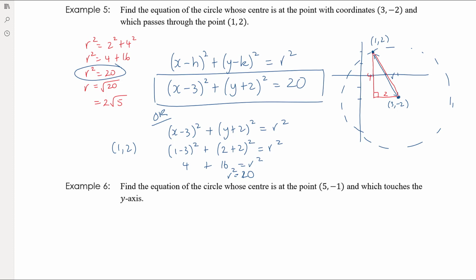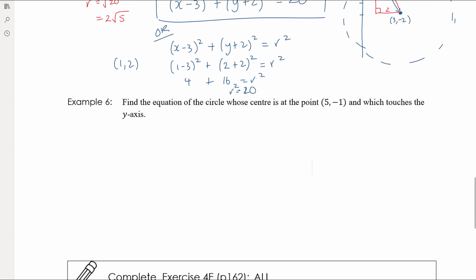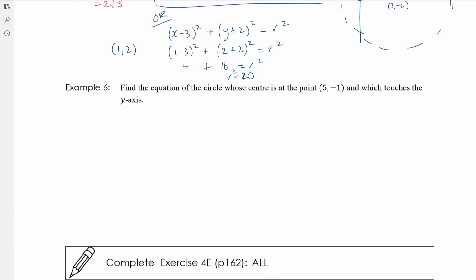Find the equation of a circle whose centre is at the point 5, -1 and which touches the y-axis. Okay, so again, let's draw ourselves a bit of a sketch so we can think about what's happening here. So 5, -1. Alright, let's say 5, -1 sort of over here. Now, if it touches the y-axis, so that means that this point here must be on the y-axis. Okay, so then we get our circle happening this way.